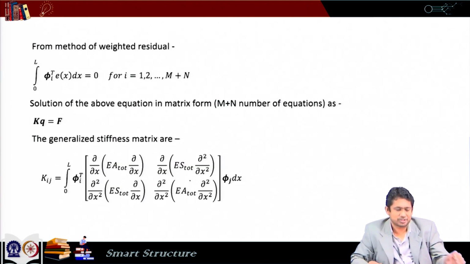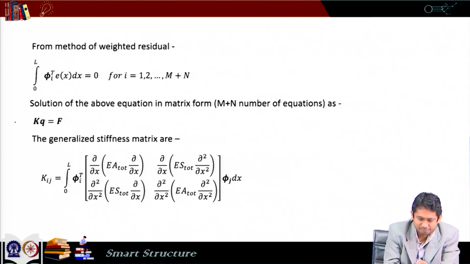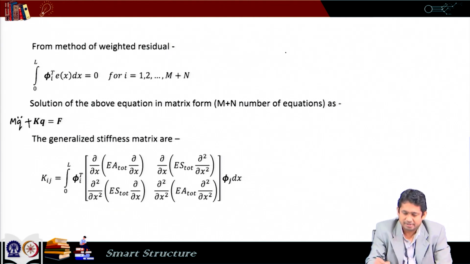Now, what we do is we multiply the phi's to the error and make that integral 0. We have already defined the error, phi has to be assumed as we did before, and after we multiply this phi, the solution comes in the form of a matrix. For the static case, the solution came in this form. Now, for the present case, the solution would come in this form.